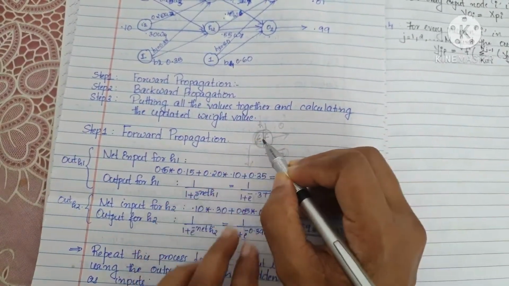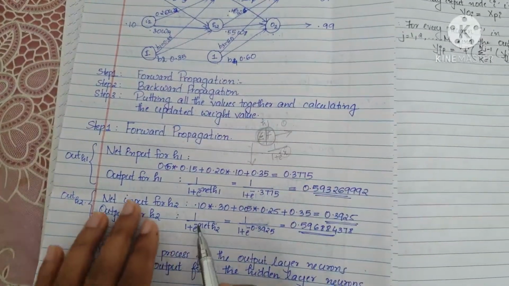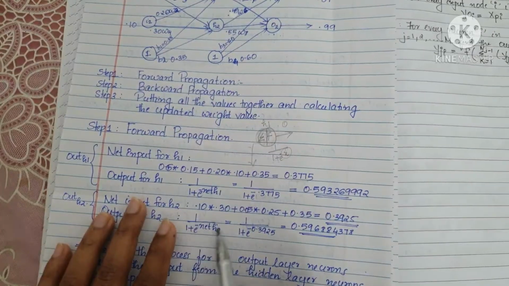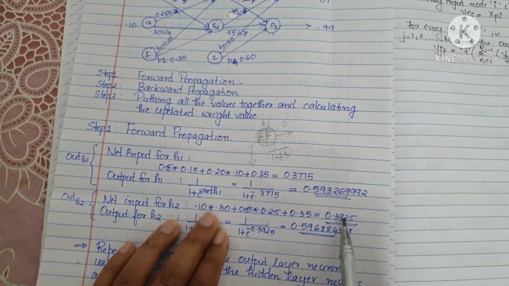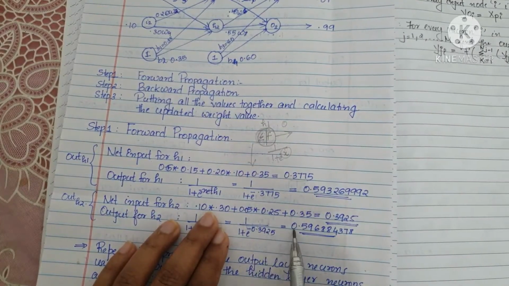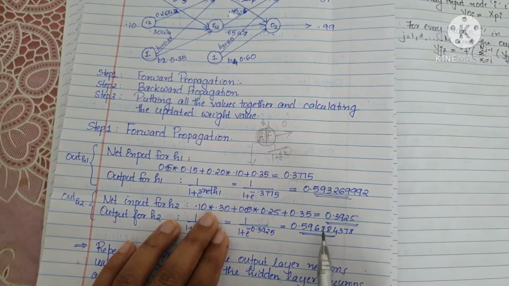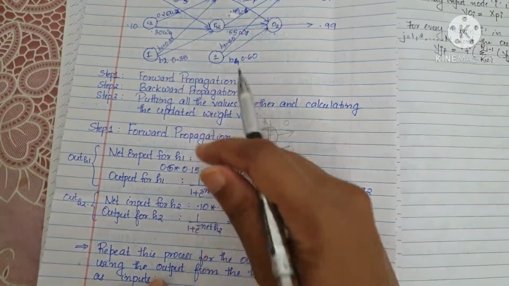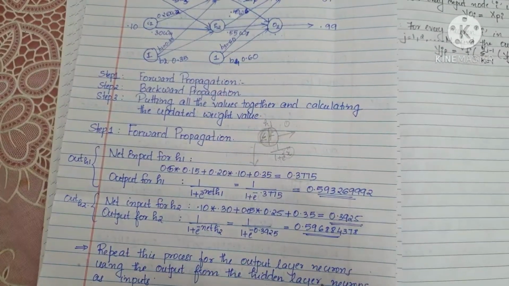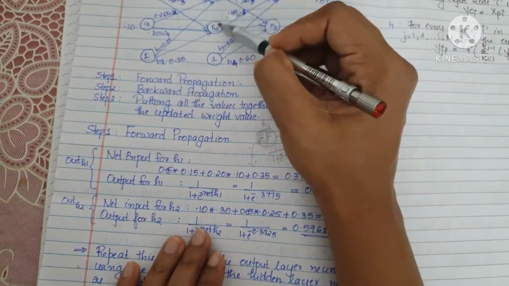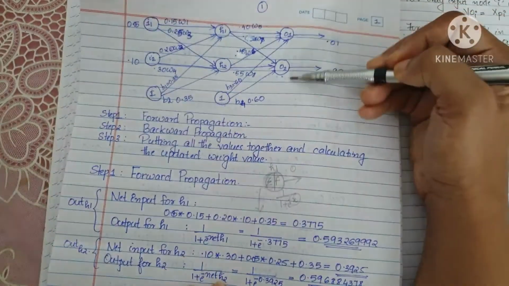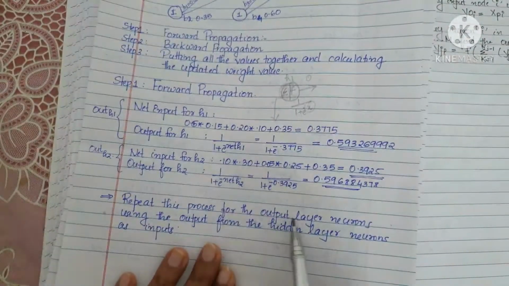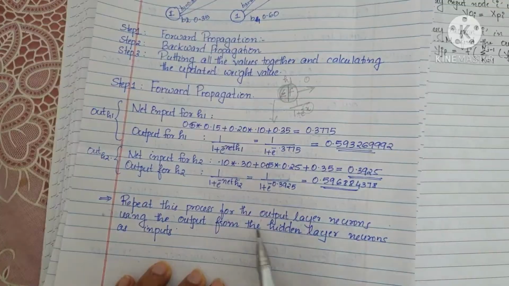Then how to get the output? We have to feed this into the activation function. So 1 divided by 1 plus e raised to minus x. What is x? The output from the summation part, 0.3925, which is equal to 0.5960, so 69. Okay, so we have to repeat this process for the output layer also. We find the output of the corresponding hidden layers, and the same process we have to follow for output 1 and output 2. So repeat the process for the output layer neurons using the output from the hidden layer neurons as inputs.